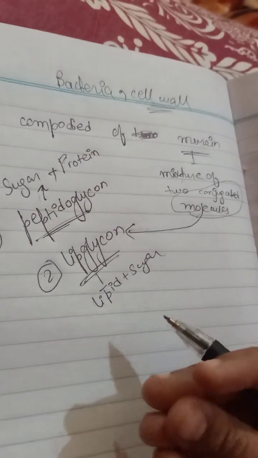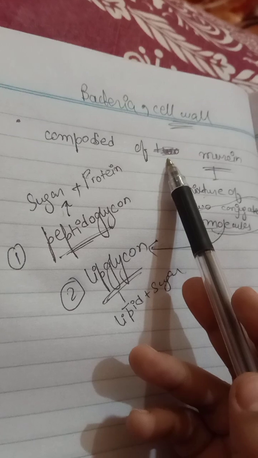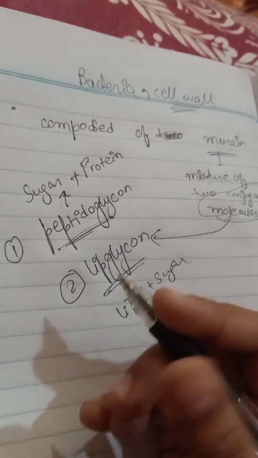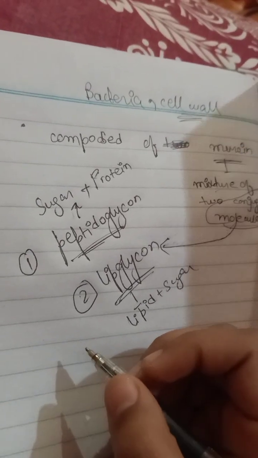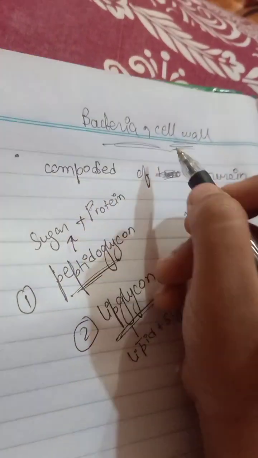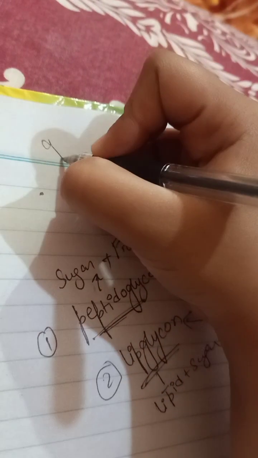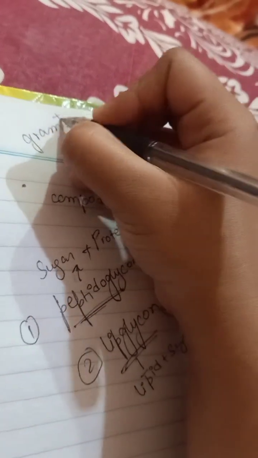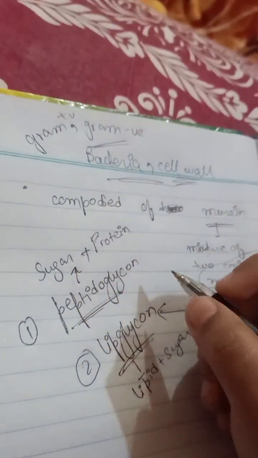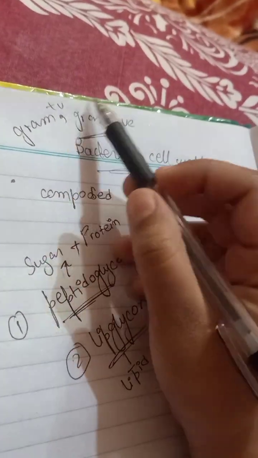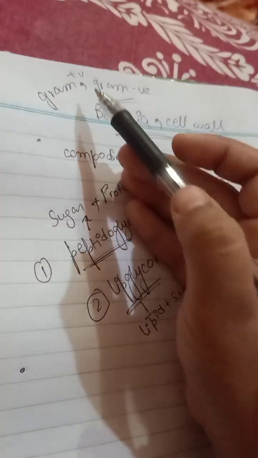Now if you talk about the cell wall in general, their cell wall is basically classified on the basis of its composition. As you guys all know, bacteria cell wall is basically composed of murein. And gram positive and gram negative are both types of bacteria, and these bacteria cell walls were basically classified on the basis of composition. Let's see how their cell walls were classified.